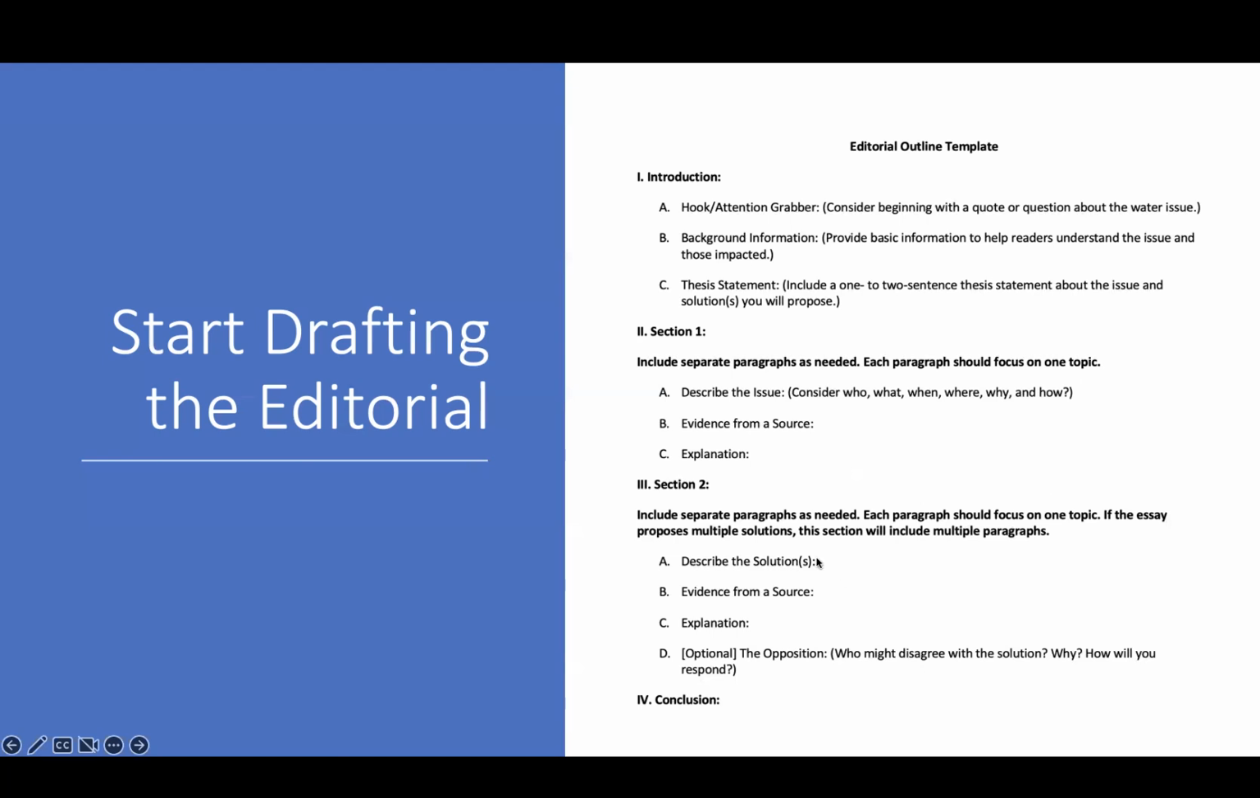So if I have 3 solutions that I'm proposing, I'm probably going to include my most convincing solution first. I'll develop a paragraph about that with details and examples, right? Discussing why it's an important solution and how it should be enacted. And then I might have another paragraph that proposes my next most important solution, also includes evidence and explanation, and so on. And then the final section of the essay should be the conclusion.